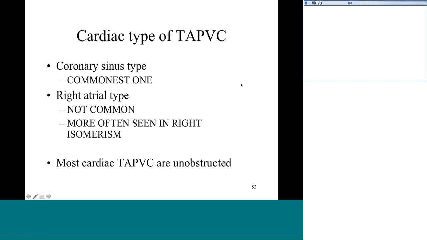Now coming to the cardiac types of TAPVC. Coronary sinus is the cardiac type of TAPVC, around 20% of all the TAPVCs. Coronary sinus is the commonest form of cardiac TAPVC.